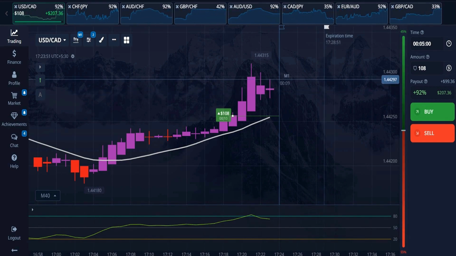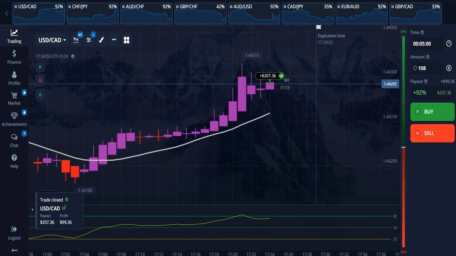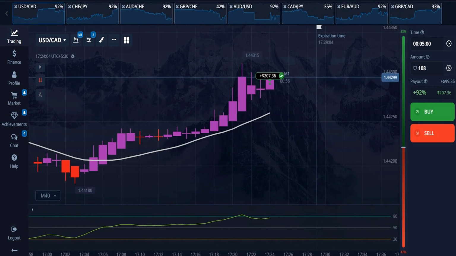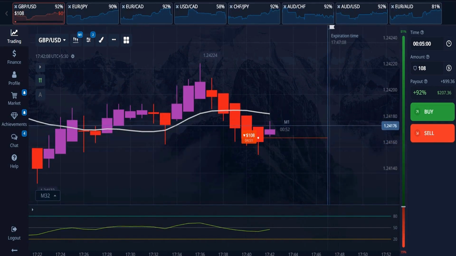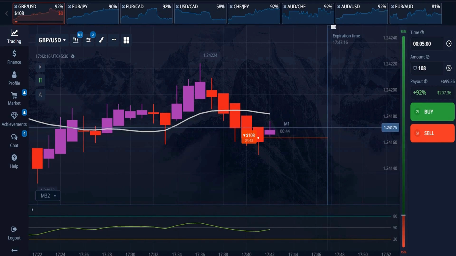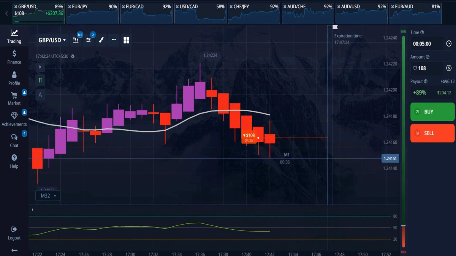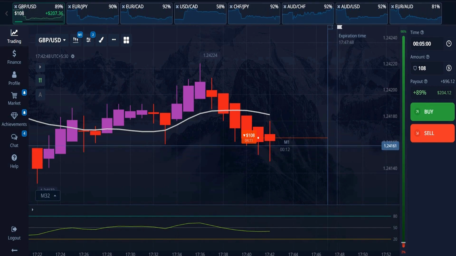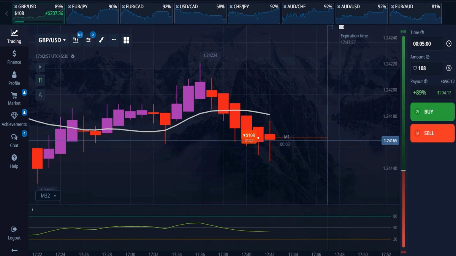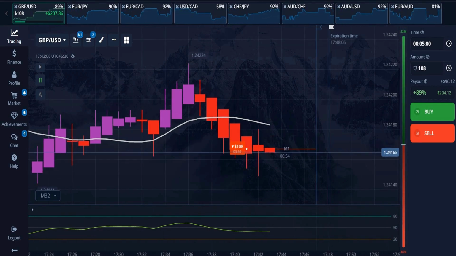Now let's patiently wait for the trade to close and see the final result together. And there we have it, traders. Another winning trade using our strategy. Quick recap of today's session. We executed multiple trades following clear rules. We saw trend reversal and trend continuation setups in action. We used SMA and RSI indicators for accurate trade confirmations. And most importantly, we stayed disciplined and followed the strategy.